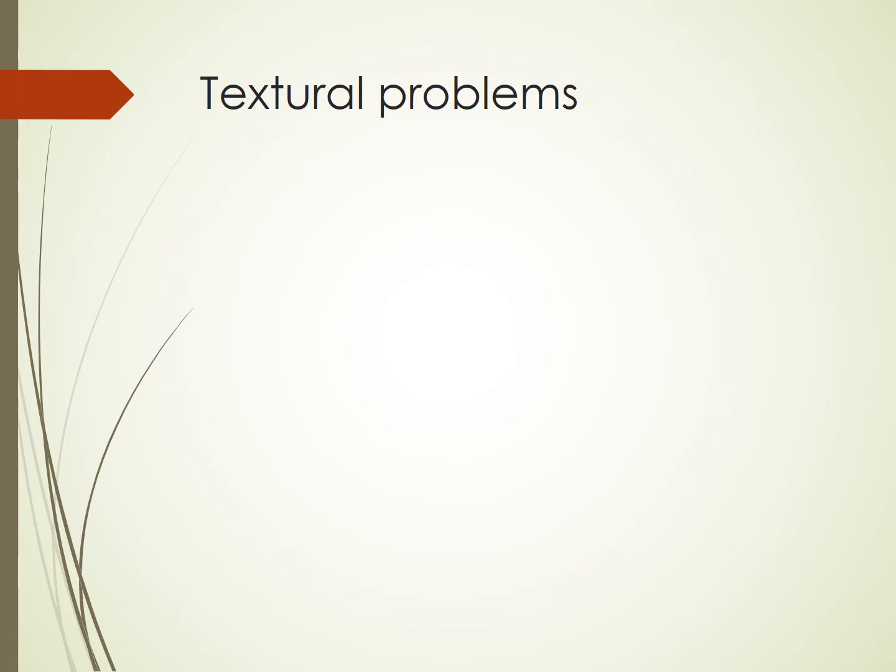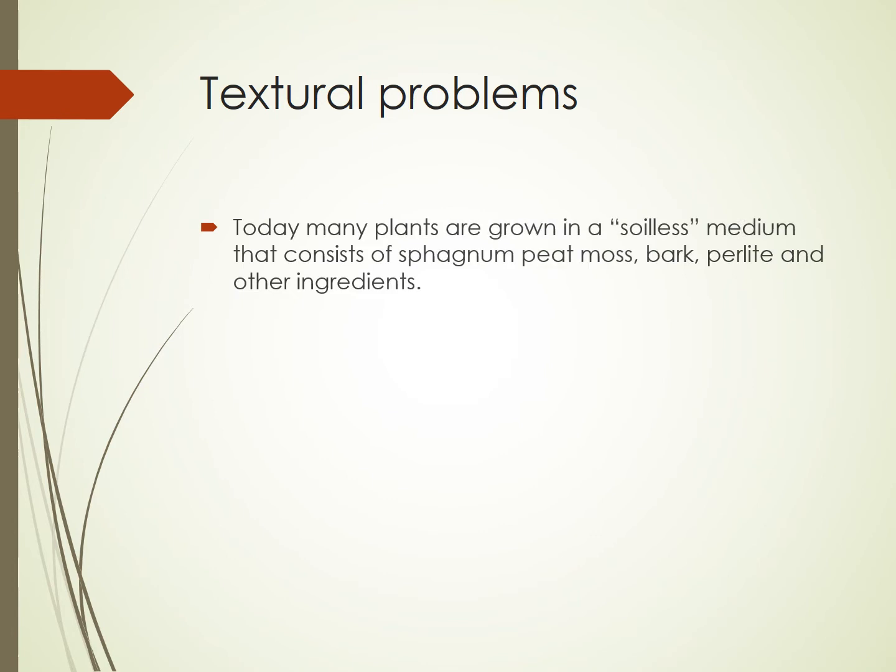An additional problem that you may encounter is a textural problem related to the textural differences between the soilless growing medium that a lot of our trees and shrubs are growing in today. That soilless medium consists of things like sphagnum peat moss, bark, perlite, and other ingredients. So there's a textural difference between the medium that the plant is growing in and the texture of the soil that the plant is planted in.